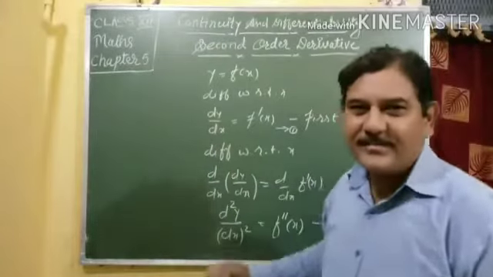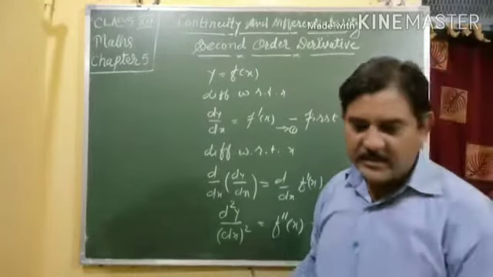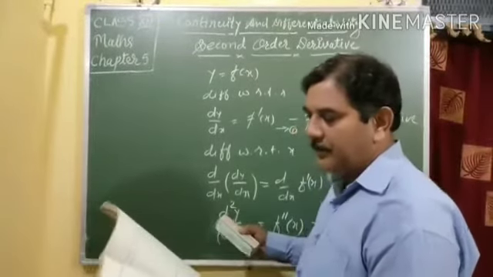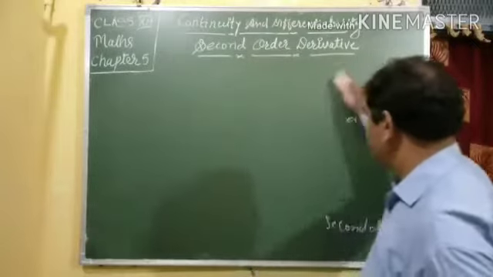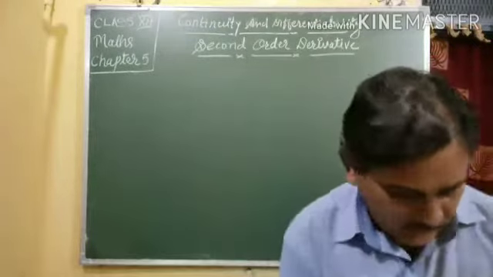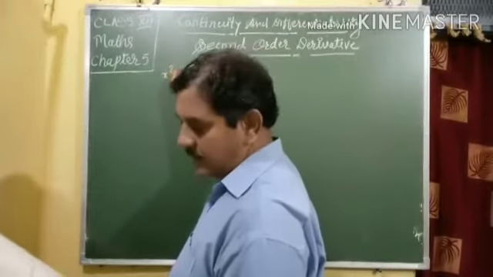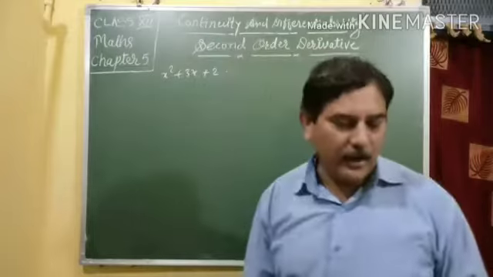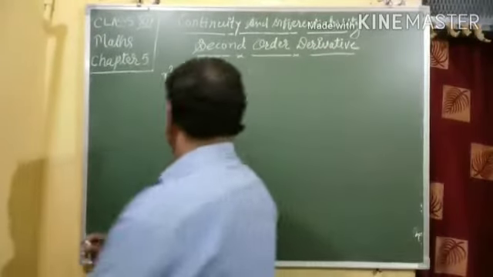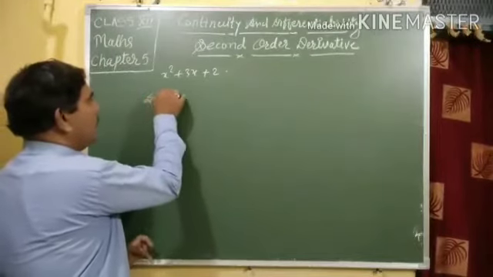By using this we will solve exercise 5.7 question number first. Find the second order derivative of the function, question number 1 to 10. So question number first, what is given? x square plus 3x plus 2, this is given and you have to find the double derivative. Okay, second order derivative. Now solution, look here.